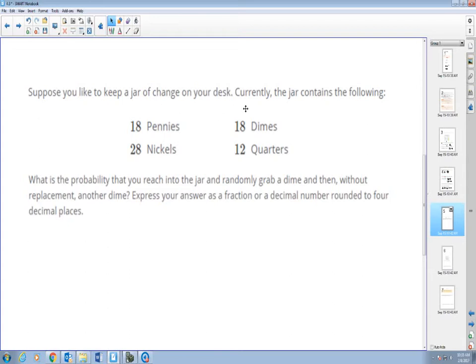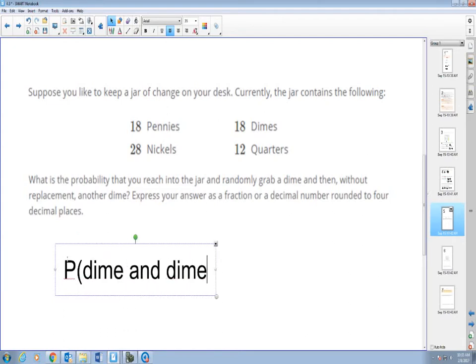Suppose you keep a jar of change on your desk. Currently, the jar contains the following. What is the probability that you reach into the jar and randomly grab a dime and then, without replacement, another dime? So what it's saying is, I reach in, draw a dime, take it out without replacement, put my hand back in there, draw another dime. Without replacement, that will make a conditional probability. So what's my chance of drawing a dime and a dime?